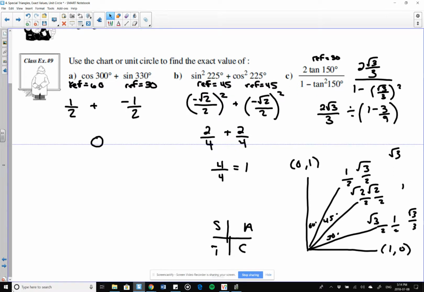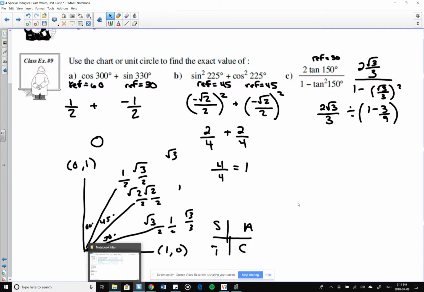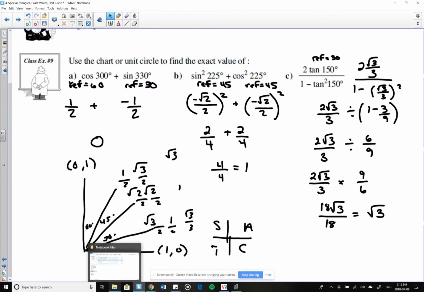So given this, I'm going to see if I can move my unit circle here out of the way. There we go. Move it to the other side of the page. Just going to run out of room here. So once I do this, now I have 2 root 3 over 3. 1 minus 3 over 9 gives me 6 over 9. And then remember to do fractions, we keep the first one the same, switch to multiplying, and flip the second one. So then doing this, I'd have 18 root 3 over 18, and that works out to root 3. So that's what I have for my last answer there. So those are my exact values for all of those.